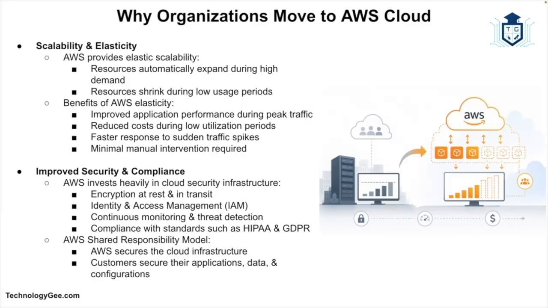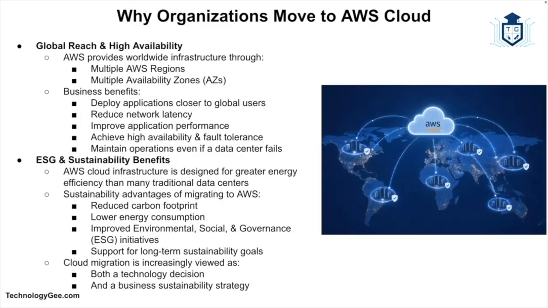There's also improved security and compliance. Now, I know what you might be thinking. Isn't putting data in the cloud less secure? Well, it's oftentimes the complete opposite. AWS invests billions into security infrastructure. They provide encryption at rest and in transit, identity and access management, compliance with global standards like HIPAA and GDPR, and continuous monitoring and threat detection. Plus, AWS operates under a shared responsibility model, meaning AWS secures the cloud infrastructure while you secure what you put in it.